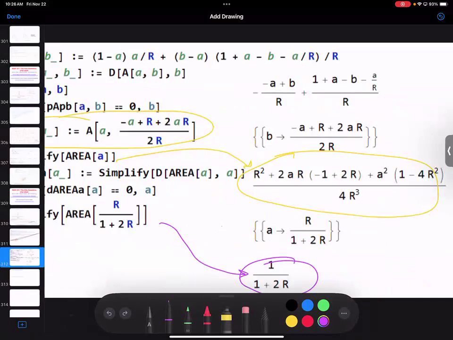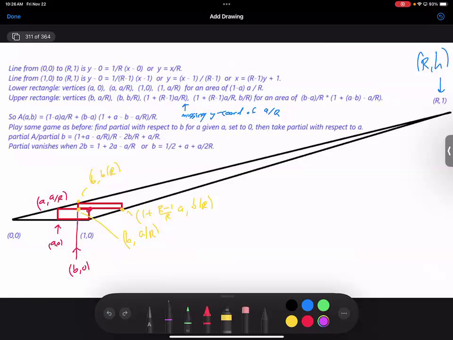But if you look at it, what is capital R? Well, we have an obtuse triangle, so what must be true about R? What can you tell me about the magnitude of R if this is going to be an obtuse triangle? Greater than 1. And if R equals 1, we would have a right triangle.